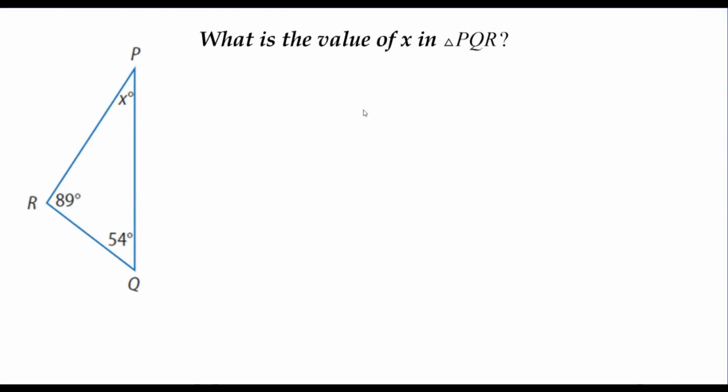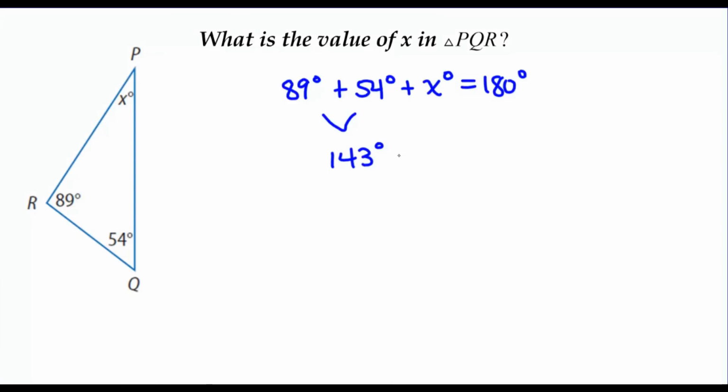So how does that help us find missing angles in a triangle? Well, if we look at this example here, we see that we know two angles of the triangle, but the third one is missing. Well, what do we know about the angles in a triangle? We just heard that they add up to 180 degrees. So I know that 89 degrees plus 54 degrees plus X degrees must be 180 degrees. So I know the other two angles have a sum of 143 degrees. So what does that leave us to get 180 degrees? 37 degrees. So my missing angle has to be 37 degrees.